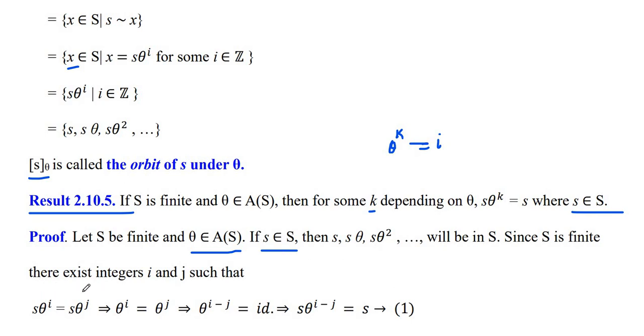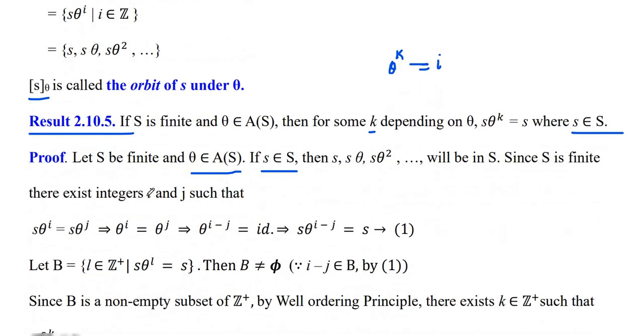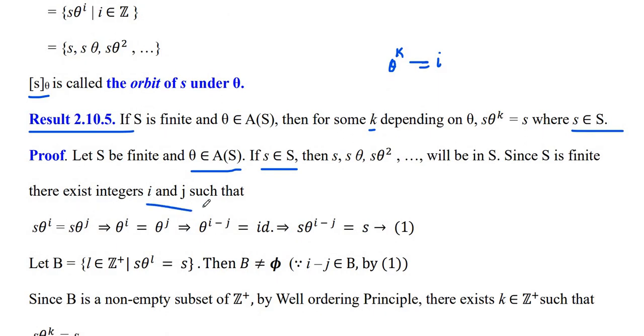Now since S is finite, this cannot go on and on. We have to have integers i and j, with say i greater than j, such that the image of s under theta power i is equal to the image of s under theta power j. Now this is true for every s in S, so as the images are equal, the mappings must be equal. And this in turn gives theta raised to i minus j is the identity mapping. So because this is true with mappings, when mappings are equal, the images must be equal. So we have this.